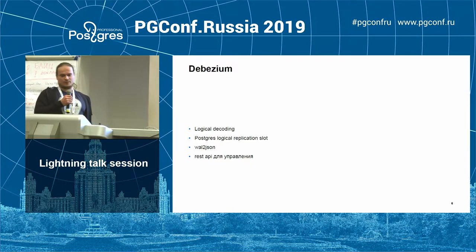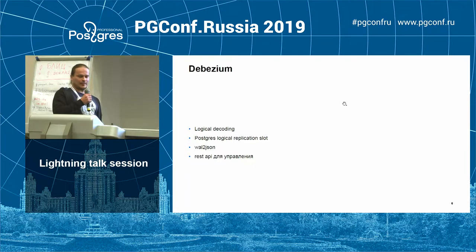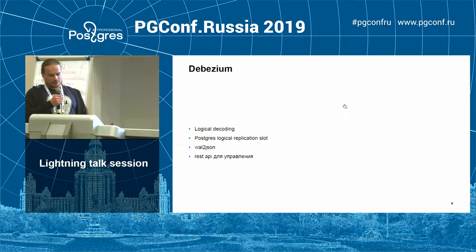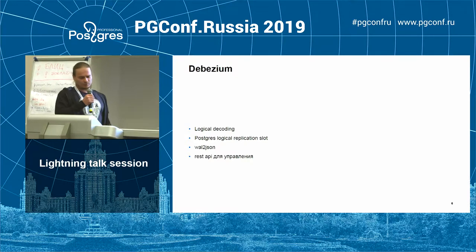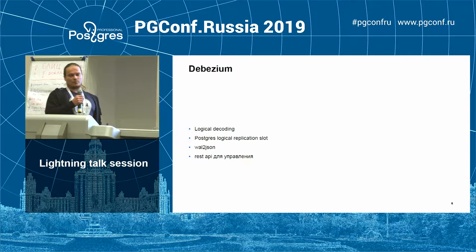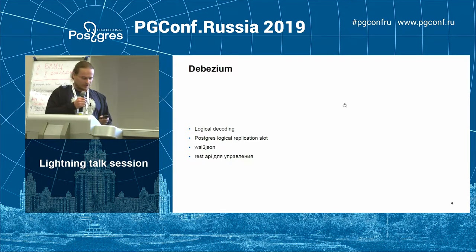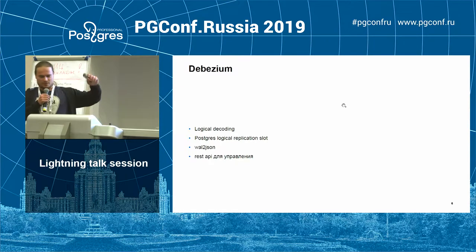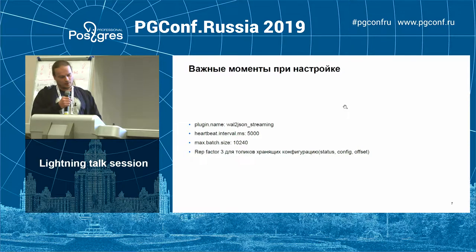Debezium is based on logical decoding. We use it to unload from a Postgres logical replication slot, using logical decoding output, well, to JSON. There is another output format, protobuf or something, I don't remember. But to control and manage all this, we use REST, and through the command line, we install it.